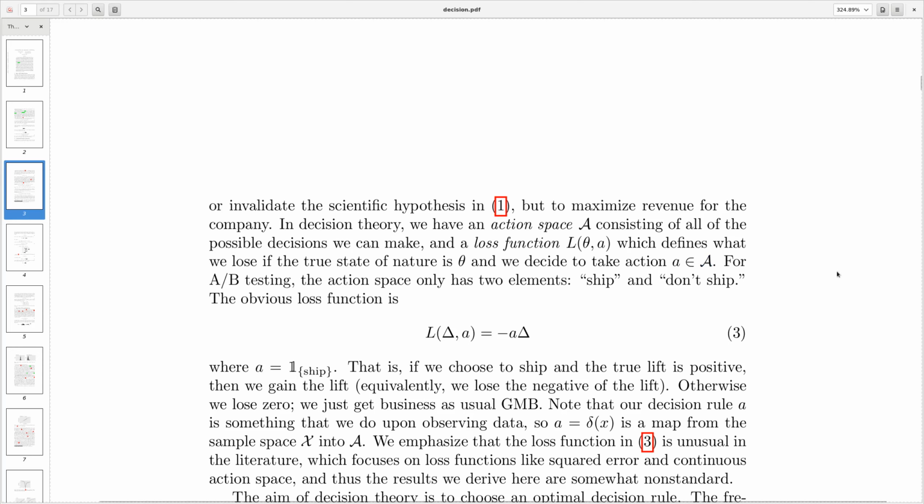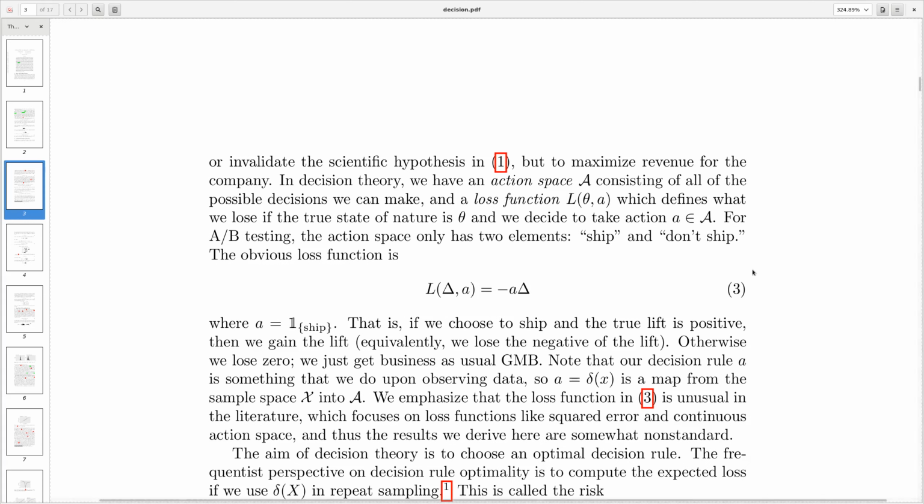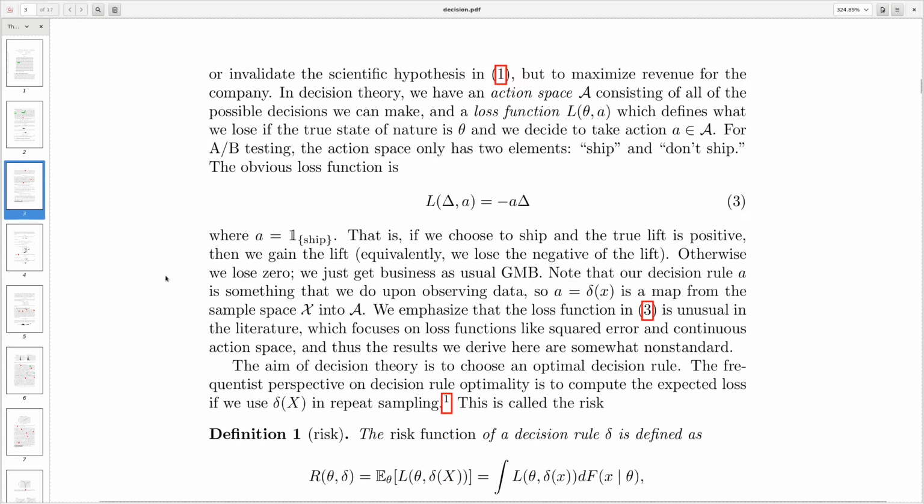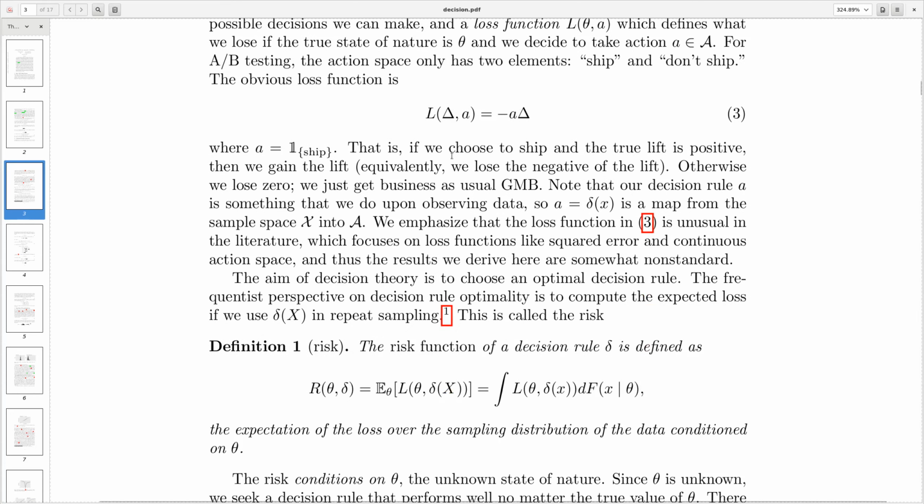We decide to take action A in the action space. For A/B testing, the action space has only two elements, ship or don't ship. The obvious loss function is L of delta and A equals minus A times delta, where A is the indicator function of shipping, and minus delta.